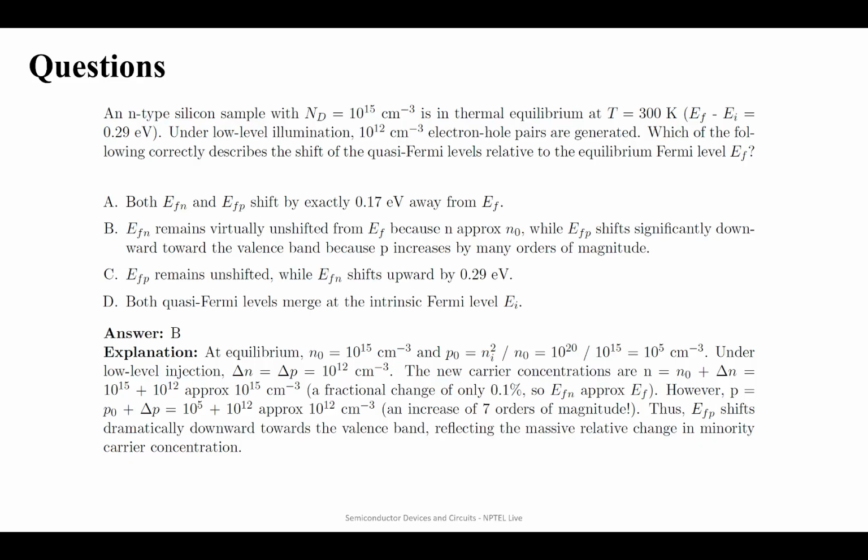The answer would be B. At equilibrium, n naught is 10^15 per cm³ and p naught is ni squared by n naught, which is 10^5 per cm³. Under low level injection, delta n equals delta p is 10^12 per cm³. So the new carrier concentrations are n equals 10^15 and p equals 10^12, which is a 7 orders of magnitude increase. Thus EFP shifts dramatically downward towards the valence band, reflecting the massive relative change in minority carrier concentration.